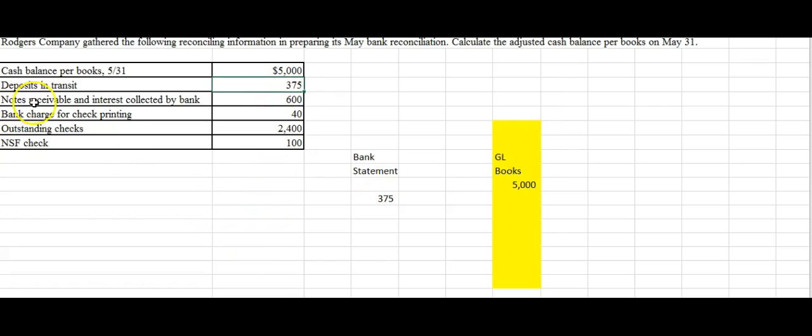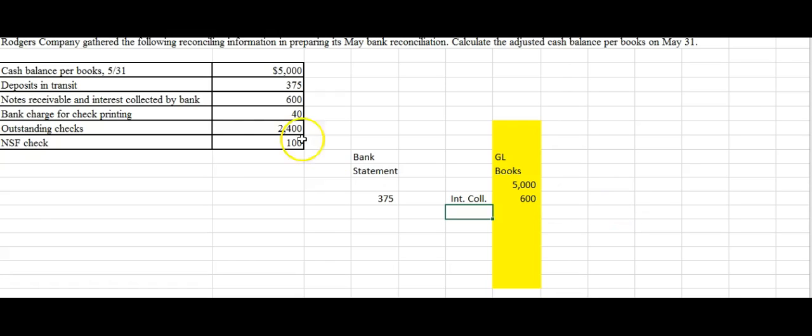It says notes receivable and interest collected by the bank. Okay, this $600 was collected by the bank on my behalf, and I did not find out about it until I got my bank statement. So it's not in my books yet. I'll put it in later, but for now I'll just include it as an adjustment on my side, because I have to put it in my books later. Interest collected by bank on my behalf.